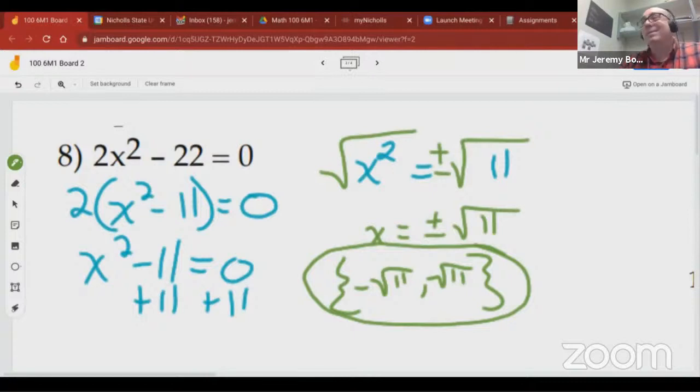The other way of thinking about it is divide everything by 2 at the beginning, and then you get to that same point as we are right here. So that's another way you can do it. I was just trying to stick with the way that we've been working these out through class.